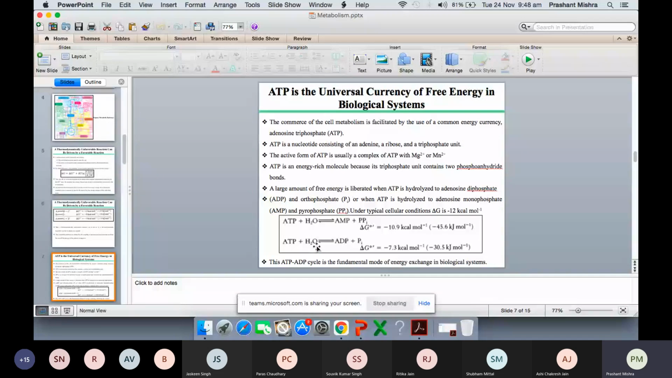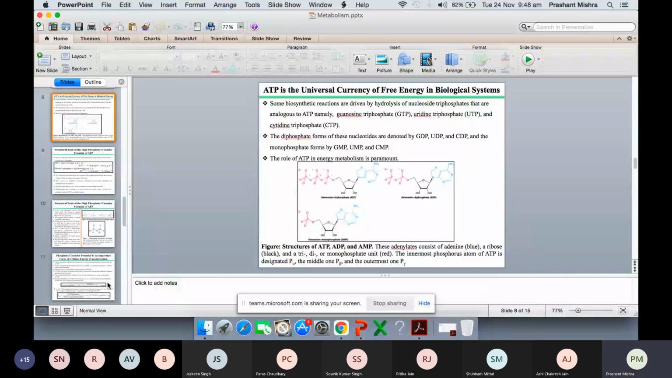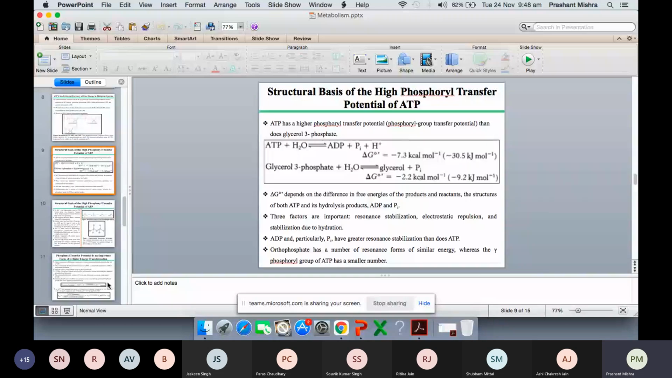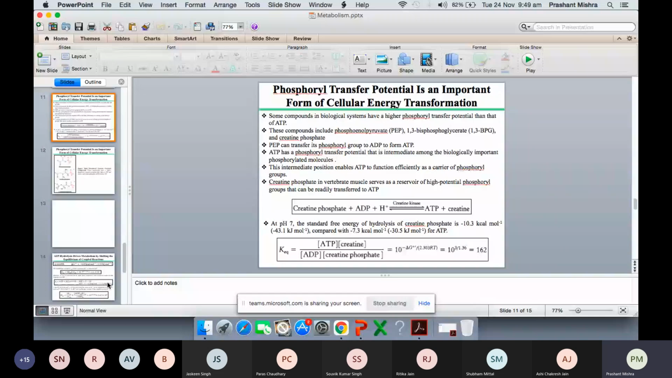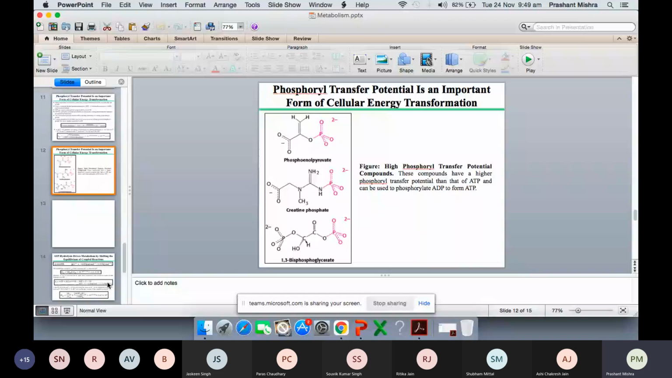When we talk about the hydrolysis of ATP to AMP and Pi, you will have much larger energy. That means delta G is slightly higher than the hydrolysis of ATP to ADP. I have given you the reason why ATP is the universal currency and why it is the one showing the energy. Then the structural basis you have learned: the electrostatic repulsion, the hydration, and the third one is the resonance stabilization.